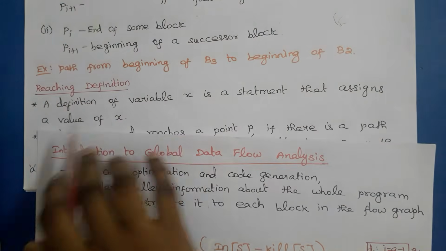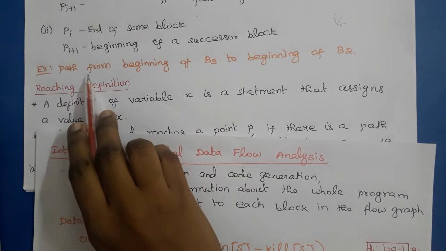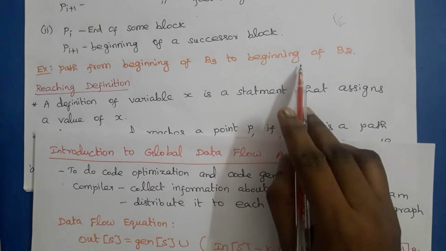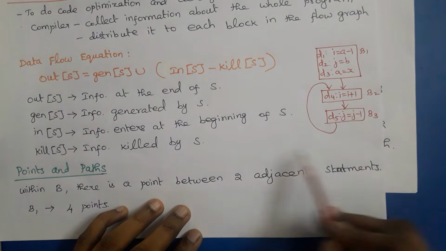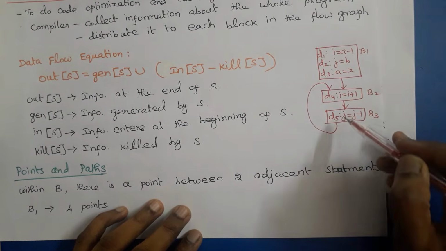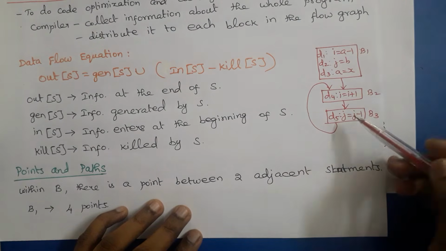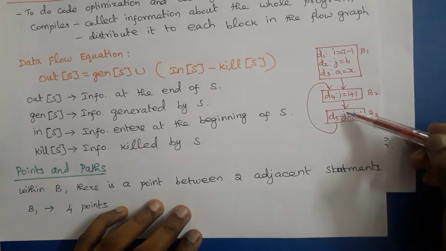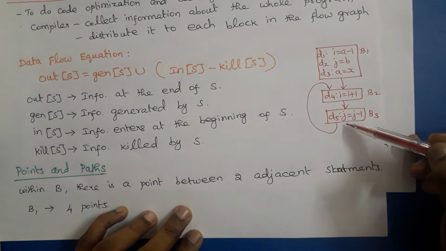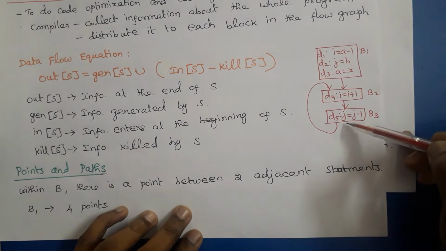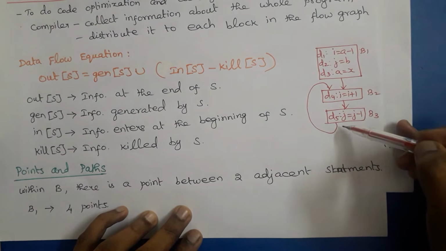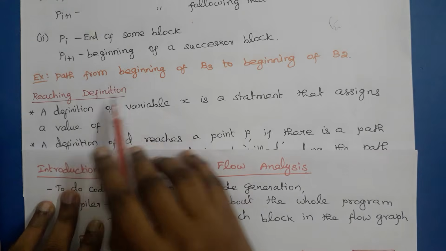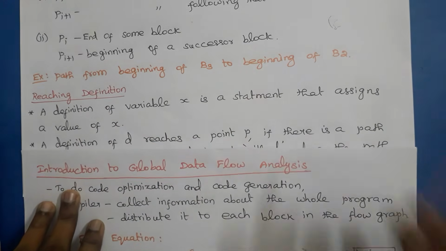Okay, and in another example, we can say that a path exists from the beginning of B3 to the beginning of B2 in the same example. If there is a path, it means the points should be adjacent points, right? So from the beginning of B3, we can reach the end of B3. Then from the end of B3 there is a path, so we can reach the beginning of B2. So we can say that there is a path from the beginning of B3 to the beginning of B2.